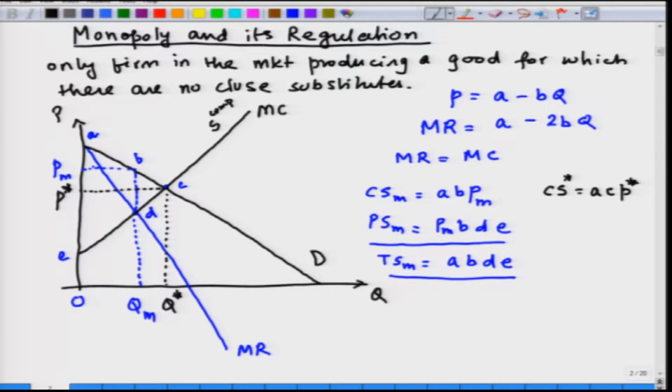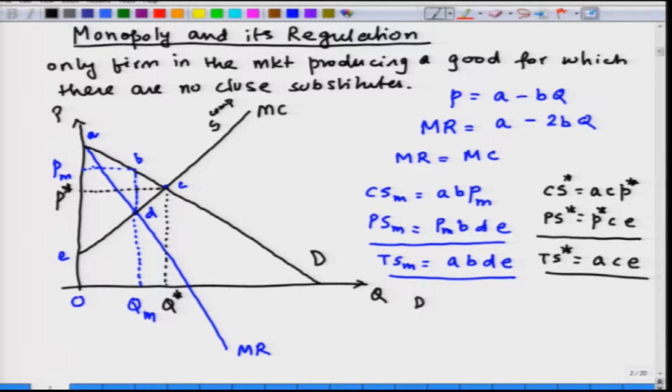The producers, so producer surplus PS star on the other hand, the producers are receiving P star for each one of those units that they are selling. So, the producer surplus is the area P star, C and E, which then implies that the total surplus under a perfectly competitive market is the area A, C and E. So, now if you compare the total surplus that a monopoly generates with the total surplus that exists under a perfectly competitive market, you would know that a monopolist is now leading to a deadweight loss.